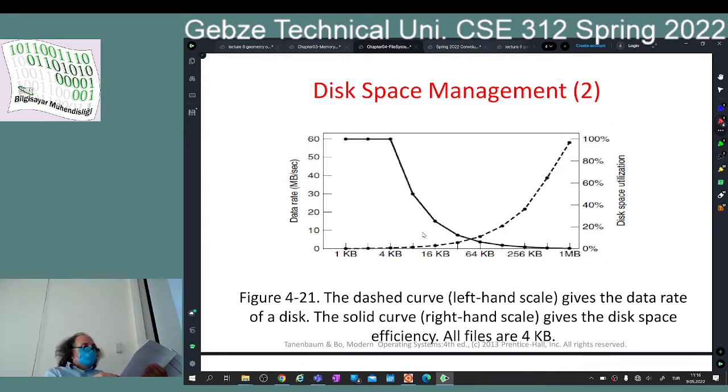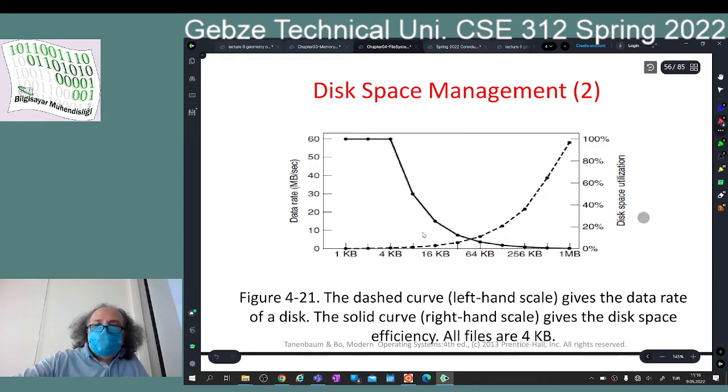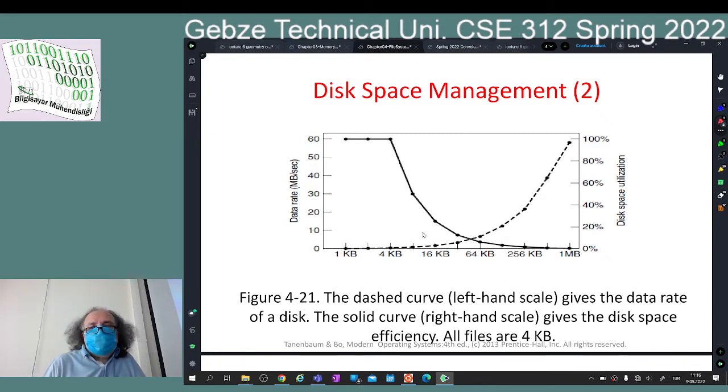Okan Torun. Okay, good. So let's look at this picture now. The picture is this, okay? It's kind of confusing, but when you look at it carefully, it's okay. Data rate and disk space utilization. Let's look at the disk space utilization. The dashed curve on the left, okay, let's look at the right. The solid curve, right-hand scale. So let me try to colorize it. This is my blue one. The blue one is shown here.